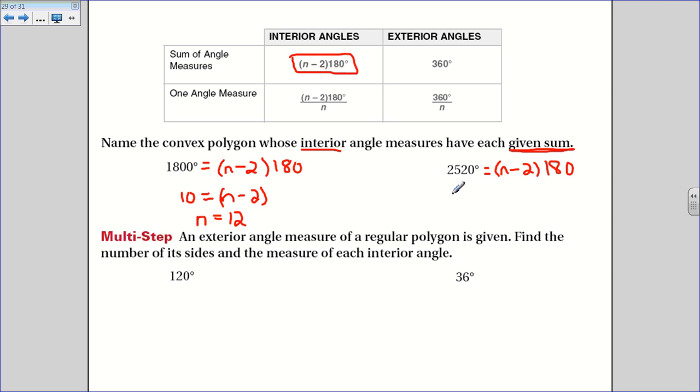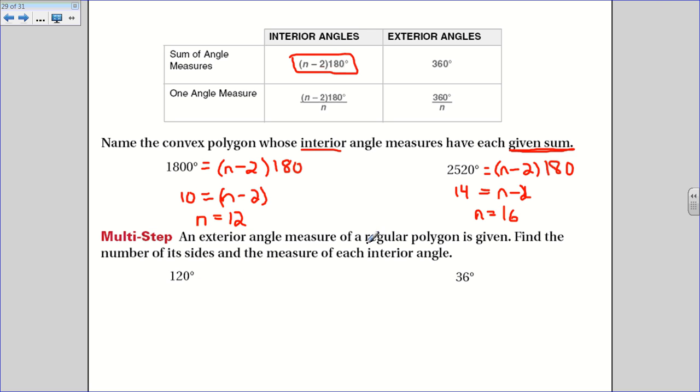So if you divide by 180, we get 14 equals n minus 2. So what minus 2 equals 14? Well, n would have to be 16. So this is a regular 16-gon. Easy enough? Good. Let's try this one.